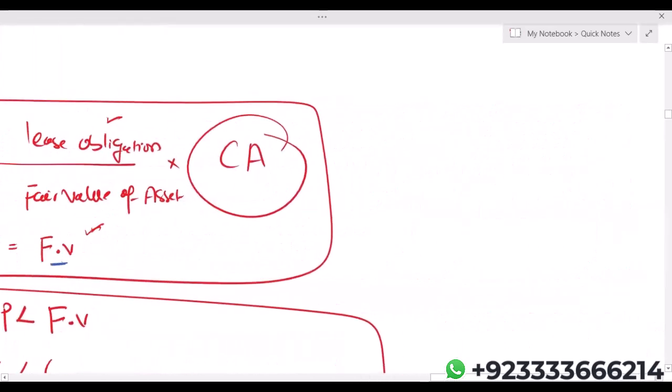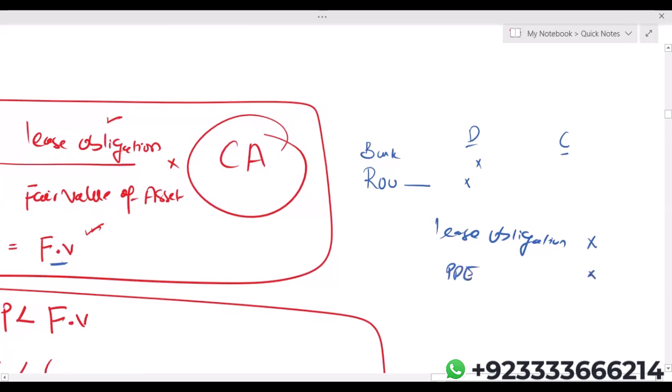And simply, the double entry is: right-of-use asset will be debit, bank or cash will be credit, lease obligation credit. Then we have property, plant and equipment, derecognize that. Now, the balancing figure will be either a gain on transfer or a loss on transfer. If it is a gain on transfer, it will be credited. If it is a loss on transfer, then it will be debited.